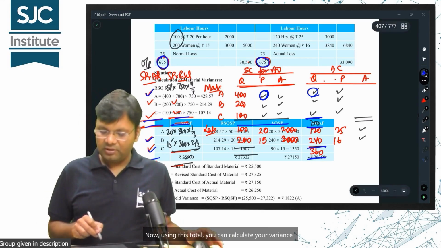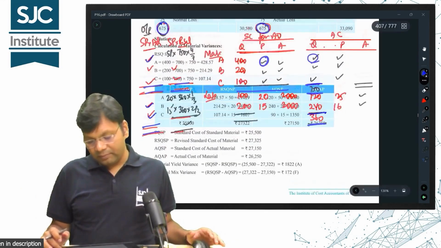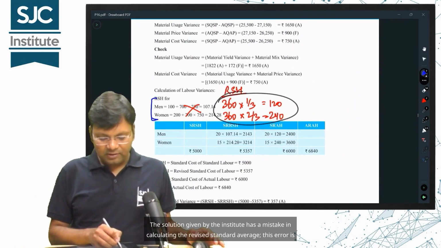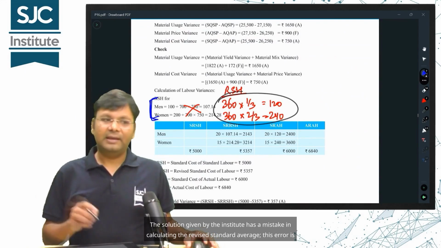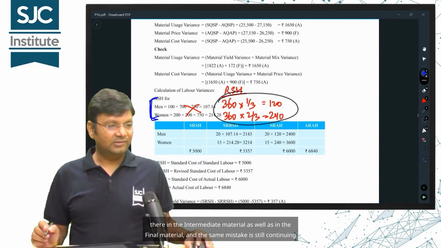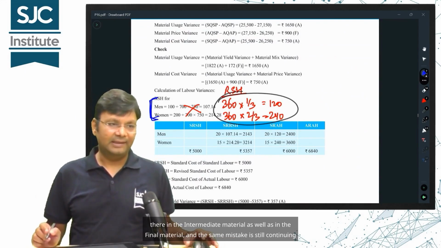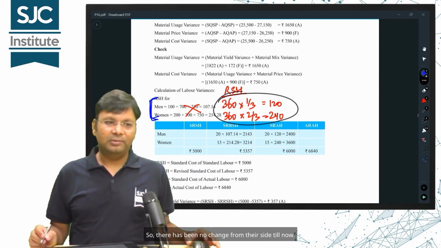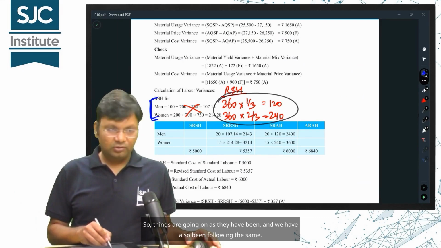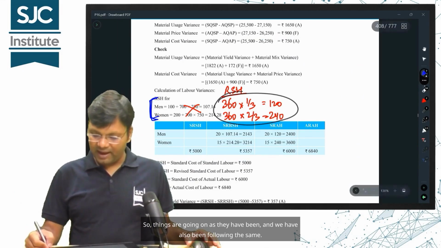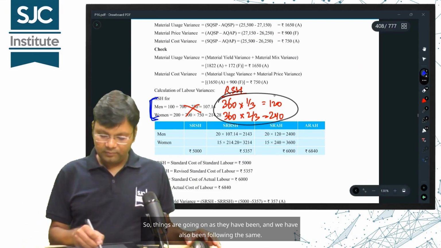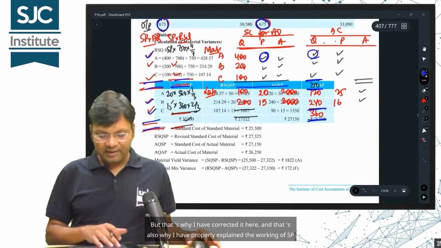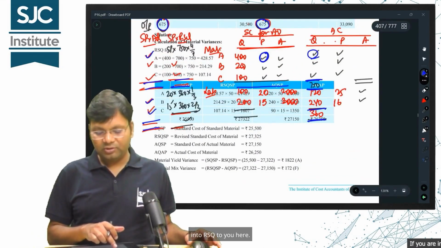Now, using this total, you can calculate your variance. The solution given by the institute has a mistake in calculating the revised standard quantity. This error is there in the intermediate material as well as in the final material, and the same mistake is still continuing. So, there has been no change from their side till now. So, things are going on as they have been, and we have also been following the same. But that's why I have corrected it here, and that's also why I have properly explained the working of SP into RSQ to you here.